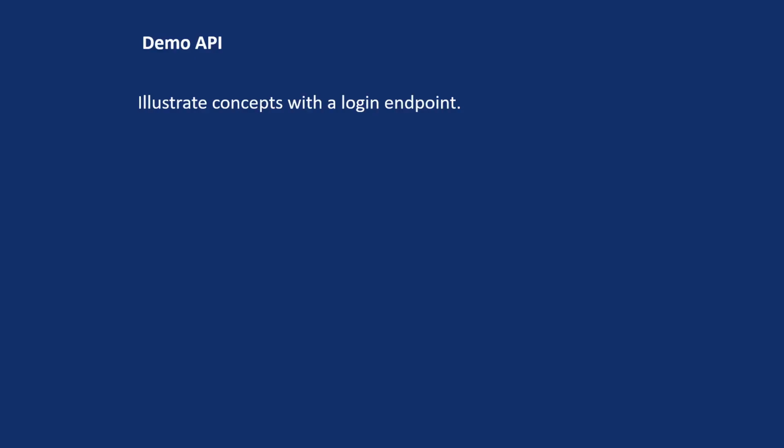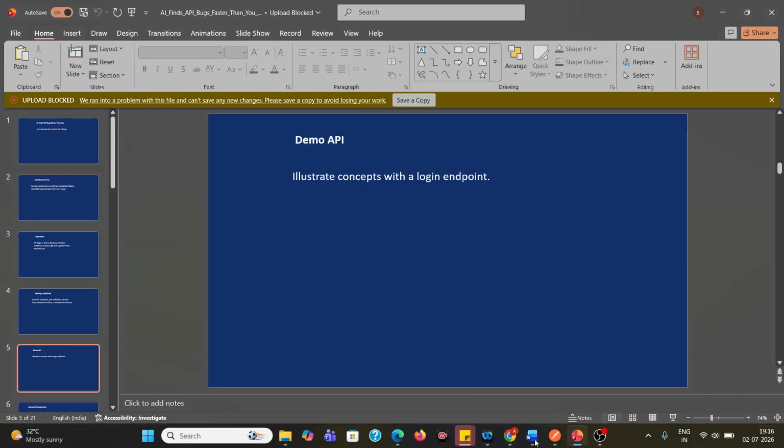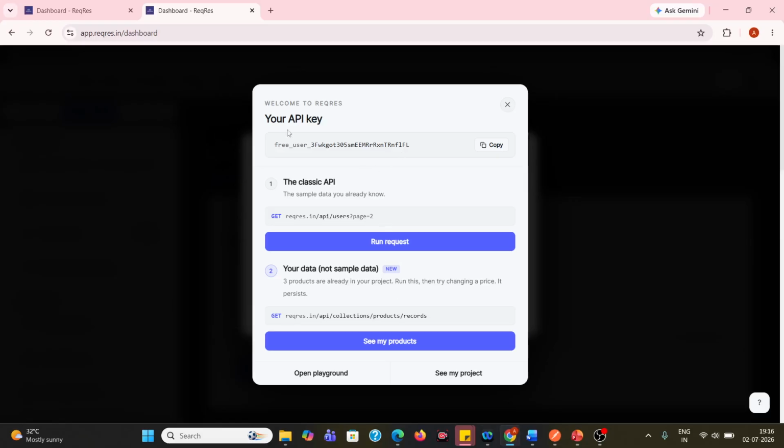So I'm going to take one real example of an API. I have already opened the URL, app.requests.in dashboard. Basically, here we can get an API key for it. You just open this and log in. You can log in with any of your Gmail credentials. Now let's see how this will happen.